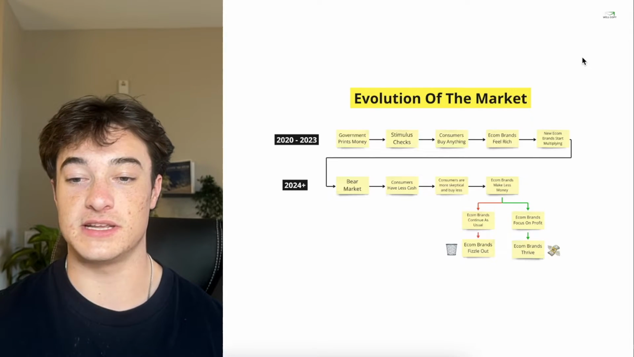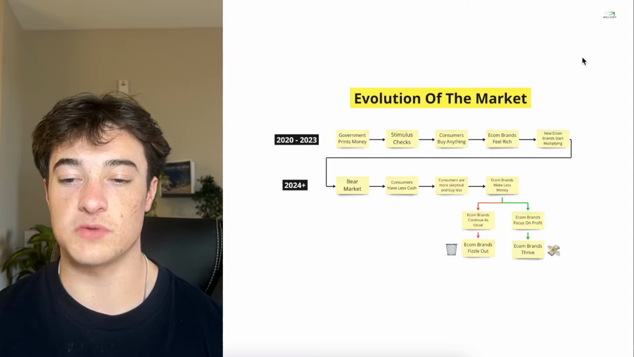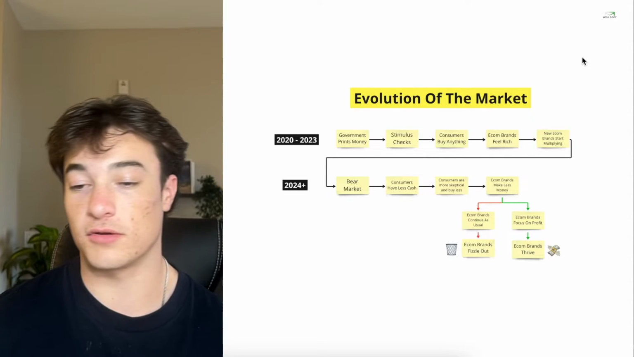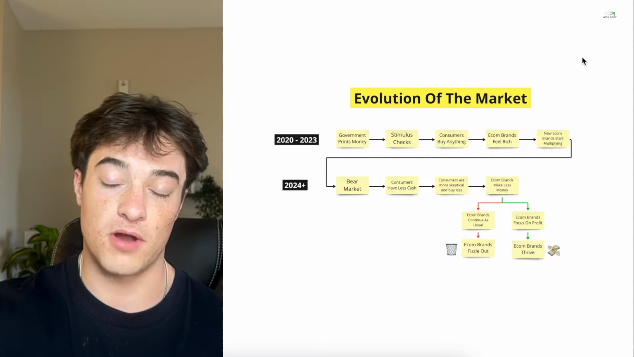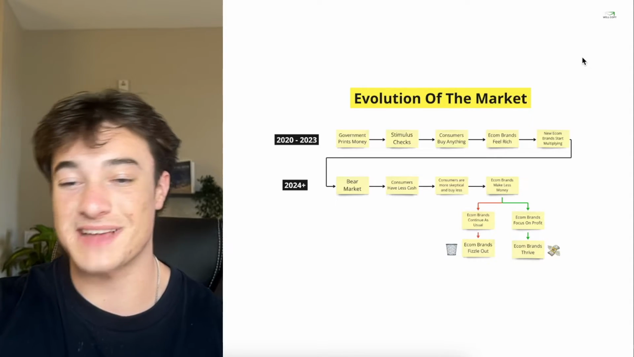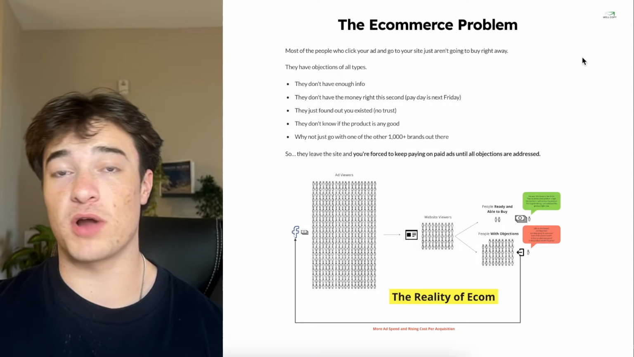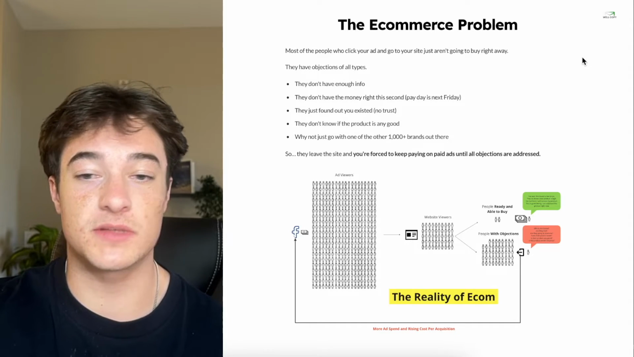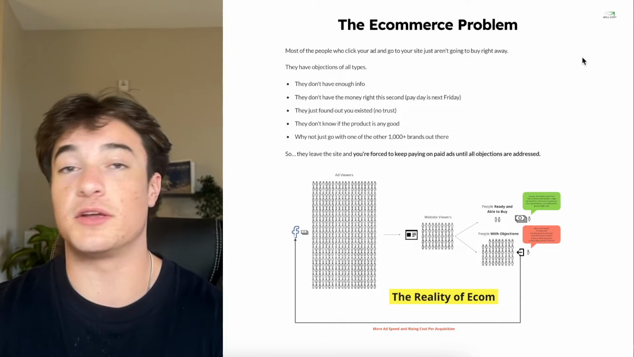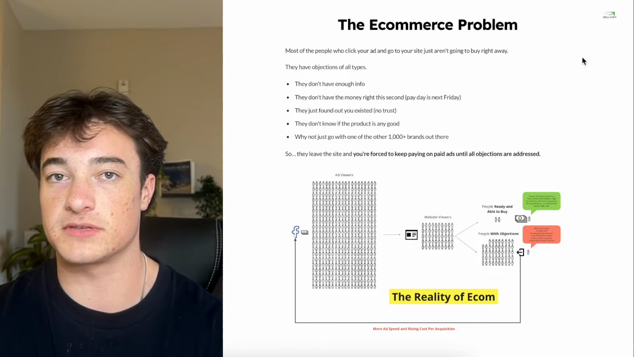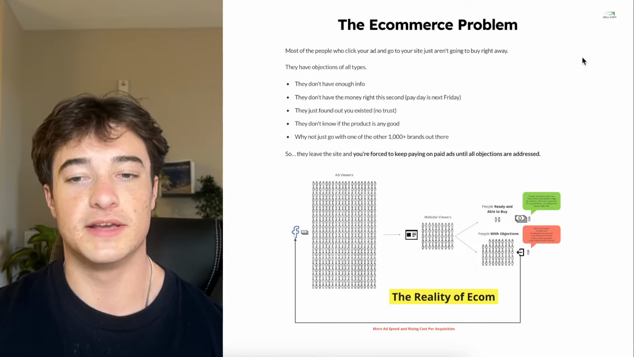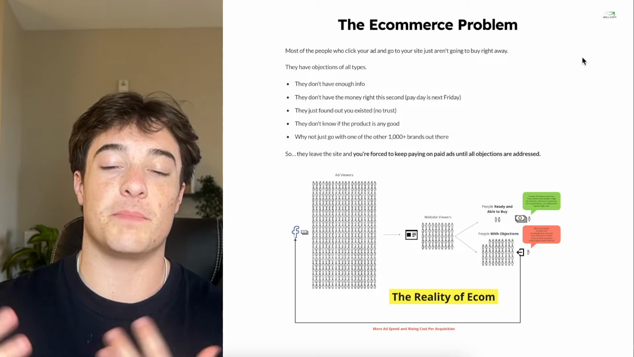The ones who continue as usual, pretending like it's 2020 still and have a 2020 funnel, are going to fizzle out. Meanwhile, the ones who are focusing on profit in the back end are going to thrive. That's kind of what we're seeing right now, and we're really seeing it play out. So the e-commerce problem of today is really that most of the people who click your ad and go to your site, like most e-com stores rely on ads for site traffic, and you should. It's a good channel, but they're just not going to buy right away.